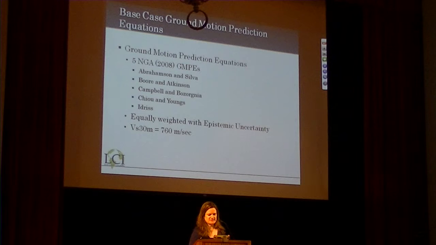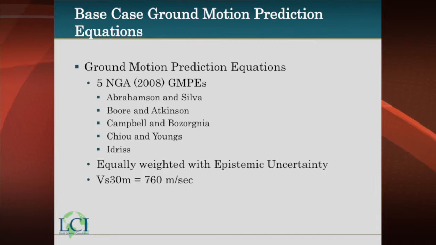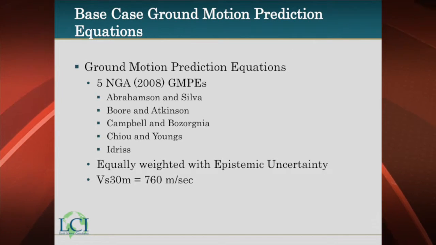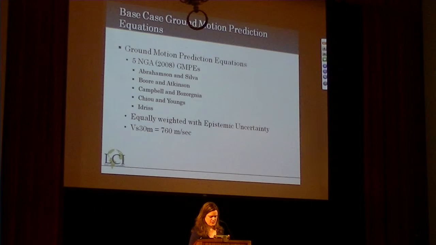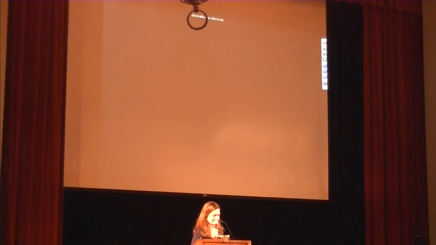And also, just to let you know that the base case ground motion prediction equations that were used in the hazard sensitivity that I'll be showing are the 5 NGA West 1 ground motion prediction equations, equally weighted, with a Vs30 of 760. And I believe that's it for the source model that I selected. Any questions?